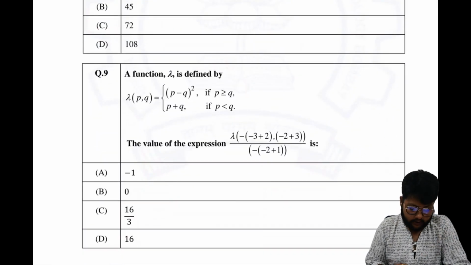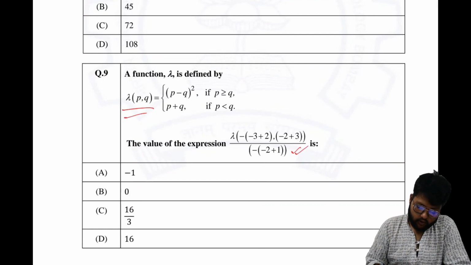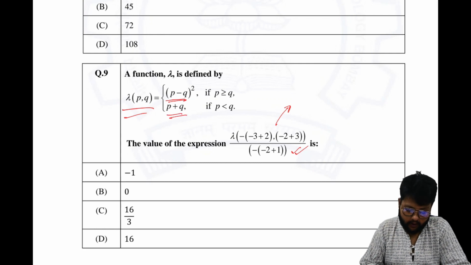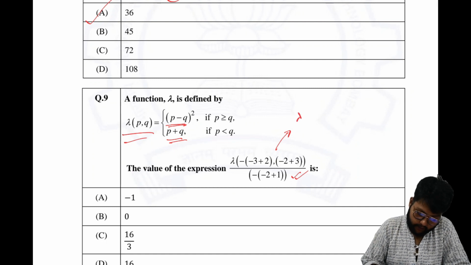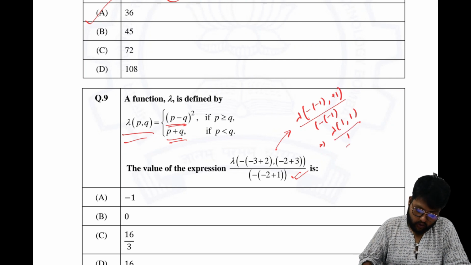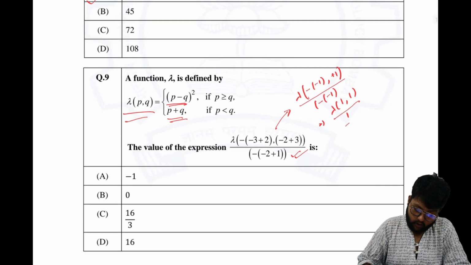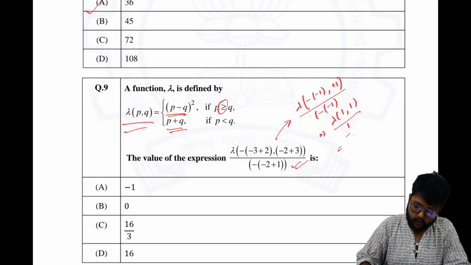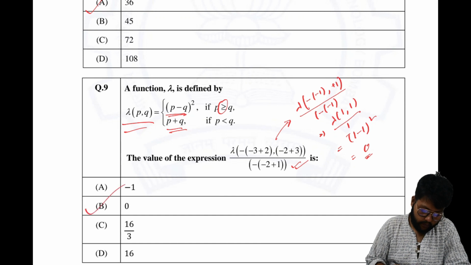Our next question is where a function is given here. For the value of this, we check that if P is greater than or equal to Q, then this will be our lambda, and if Q is greater than P, then this will be our lambda. From the equation, we can check the values: minus 1, comma, plus 1, and minus of minus 1, so here it will be 1, comma, 1. If it is 1 and 1, equal, then lambda will be (p minus q) squared. So (1 minus 1) squared is 0. So 0 will be our correct answer.